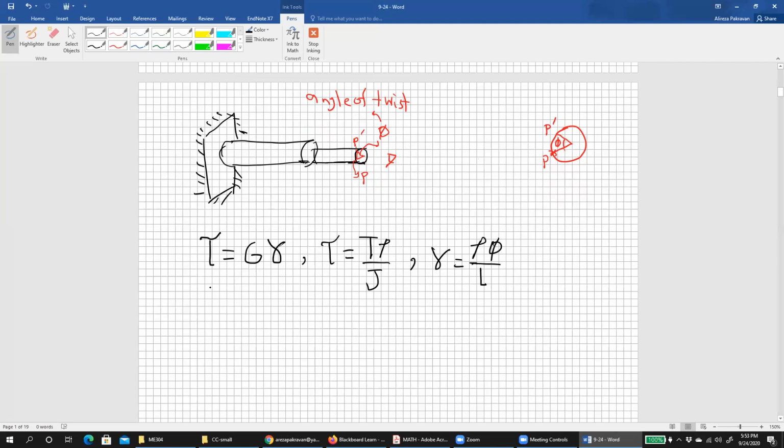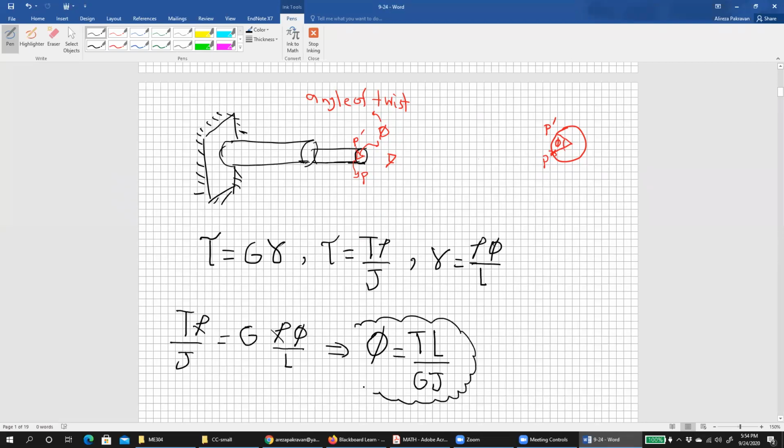Let's see. What is tau? Tau is T rho over J, equal to G times gamma. What is gamma? Rho phi over L, right? So rho cancels, and the angle of the twist would be phi = TL/GJ. Now it's very interesting, right?